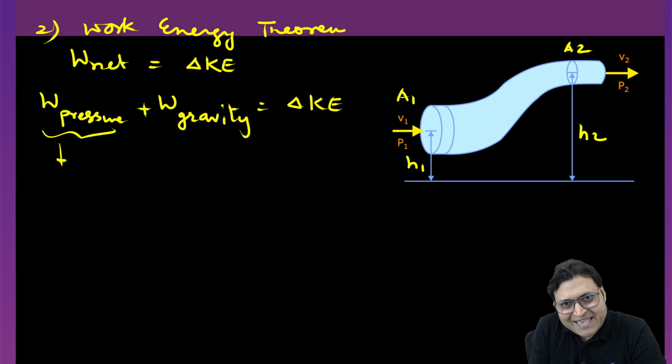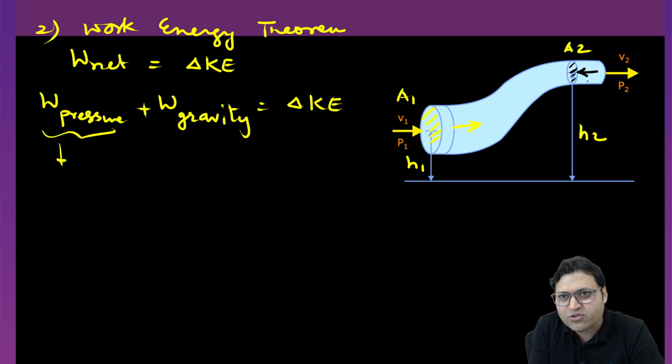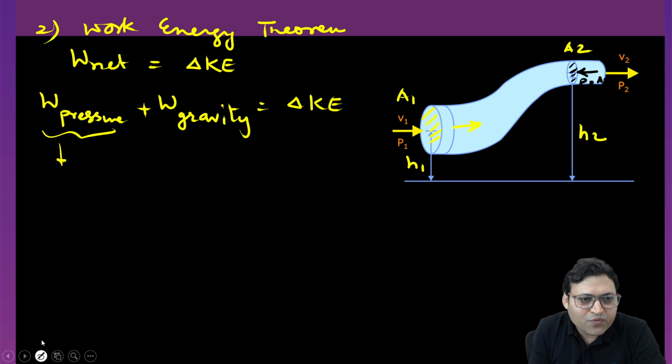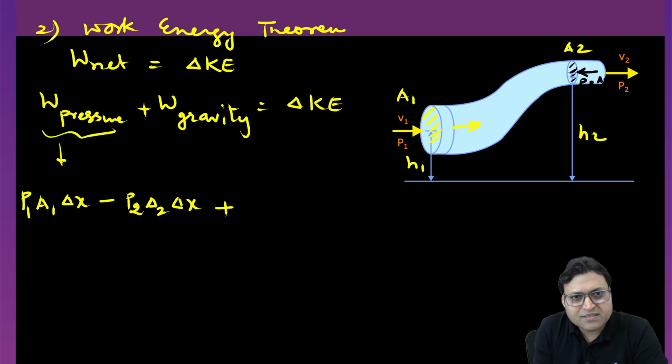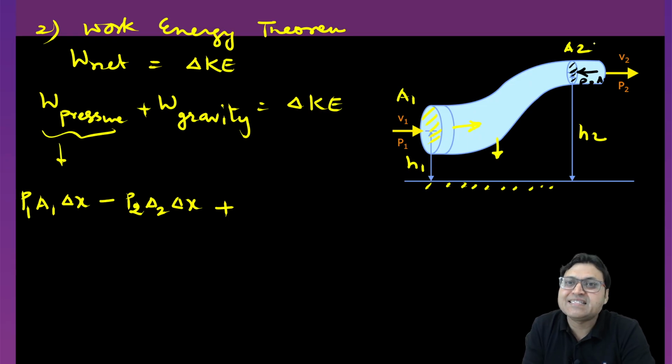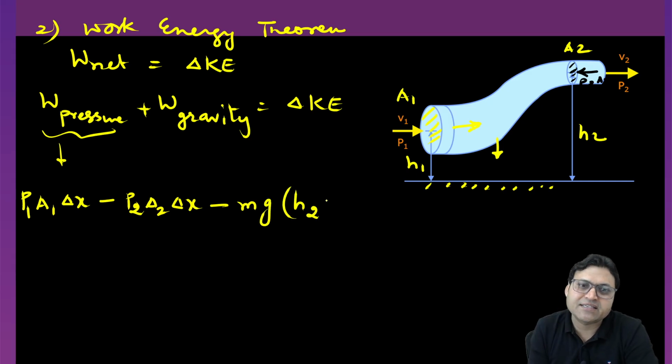We can say P1 is acting, pressure always acts normal to the surface and it is compressive. So P1 is acting in the flow direction, but P2, or the pressure force at point 2, is acting in the direction opposite to the flow, that is P2 A2. So we can say the pressure force work done is P1 A1 into delta x displacement minus P2 A2 into delta x, isn't it? Plus the work done by the gravity force, which always acts in the downward direction, and the fluid is rising from height h1 to h2, so it will be negative work done, minus m into g, and the vertical distance is h2 minus h1.